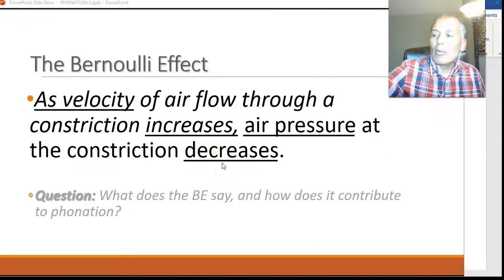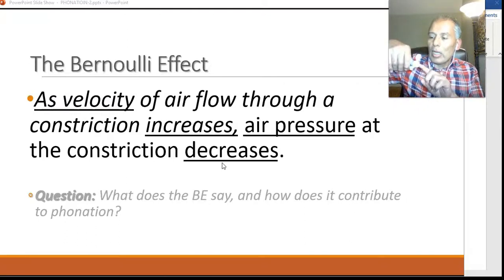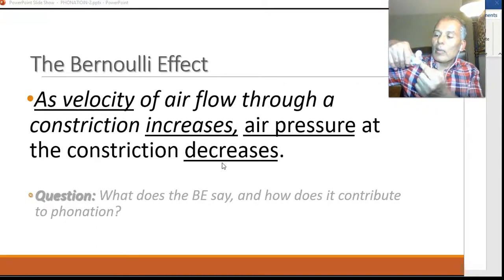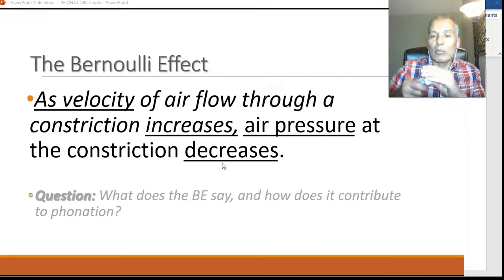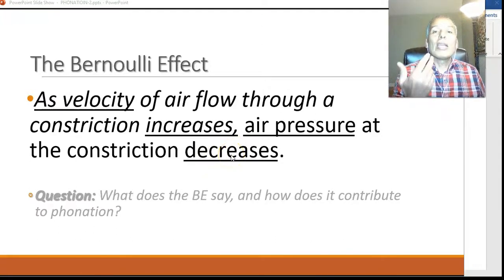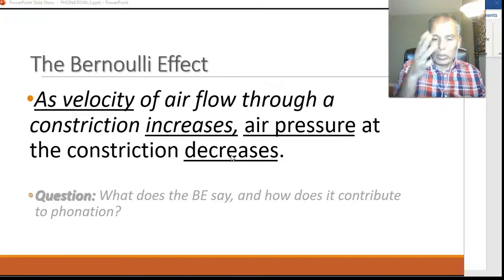It's like you have a bottle and you pour water out of it. As the water continues to speed out, the pressure at the constriction becomes lower. That pressure now becomes lower. It creates suction. And you do notice this in your shower, with the shower curtain.